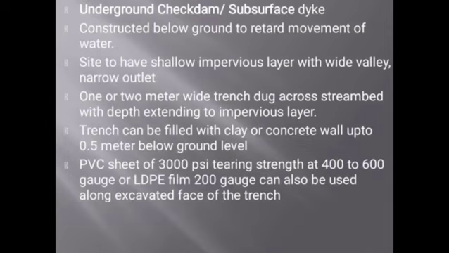Next, underground check dam or subsurface dikes, constructed below ground to retard movement of water. The site should have a shallow impervious layer with a wide valley and narrow outlet. A 1 to 2 meter wide trench is dug across the stream bed with the depth extending to the impervious layer. The trench can be filled with clay or a concrete wall up to 0.5 meter below groundwater level. Next, PVC sheet of 3000 psi tearing strength, 400 to 600 gauge, or LDPE film of 200 gauge, can be used along the excavated face of the trench.